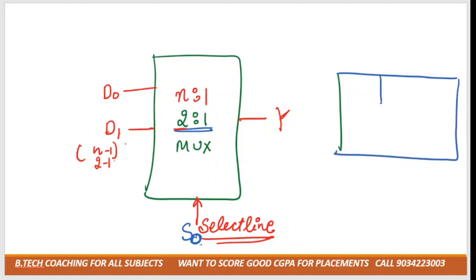So similarly, we'll draw a truth table related to this. In the truth table, we have the output, denoted by Y, the select line, and another is the enable pin. Here we also connect the enable pin. The enable pin is always connected with every multiplexer.